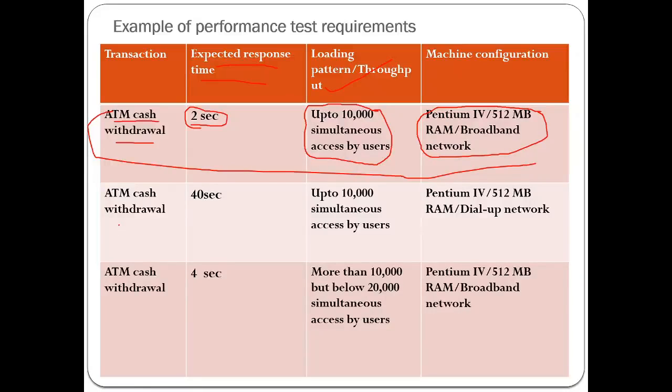See, another test case you wrote, another test you are going to conduct is for 40 seconds. For 40 seconds, you are going to see the performance up to 10,000 simultaneous access by users. And then what is the loading pattern? So a dial-up network is used here instead of a broadband network.